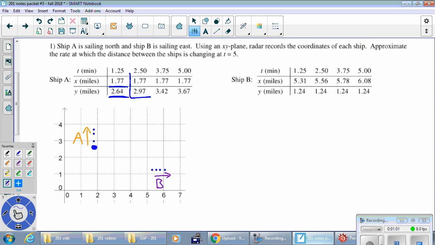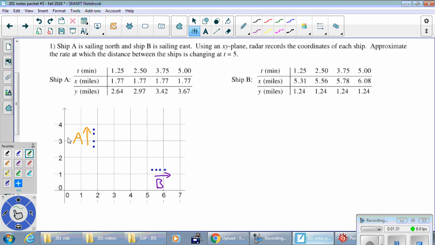And then at 2.5 minutes, the ship was at the same X of 1.77, but now the Y is 2.97, right over here. The other 2 points are plotted. And then the same deal over here, you can see that in this case, the Y's are always 1.24, which is why this ship is moving on the same horizontal line. We're interested in the rate at which the distance between the ships is changing at t equals 5, which is that last point that's drawn there.